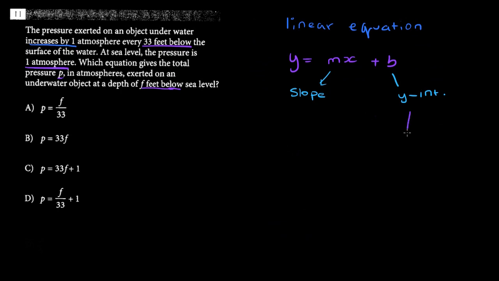The y-intercept is the starting value. Okay, remember this, the y-intercept is our starting value. A lot of people assume that the starting value is always 0. No, it can be any number. Here, in this particular question, at sea level, the pressure is 1 atmosphere. So our starting value is 1, and so our y-intercept, or b, should be 1.